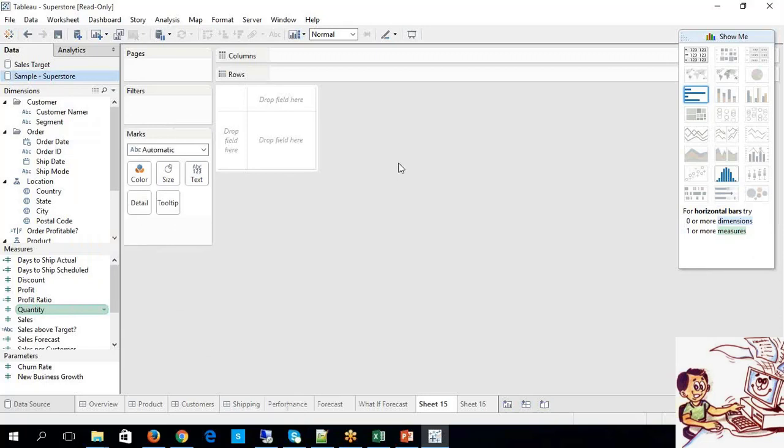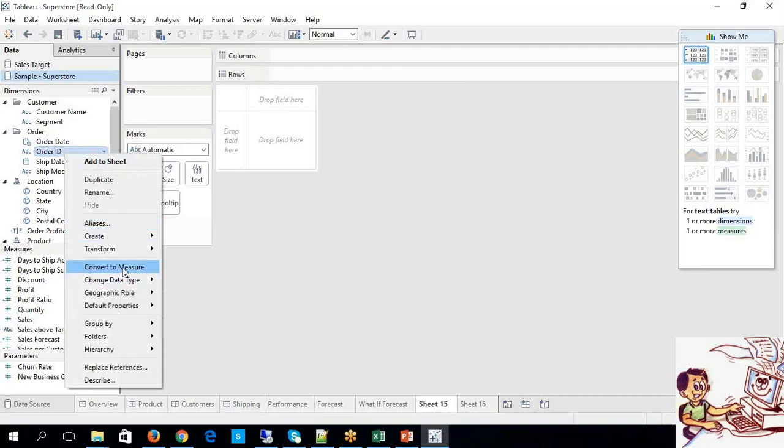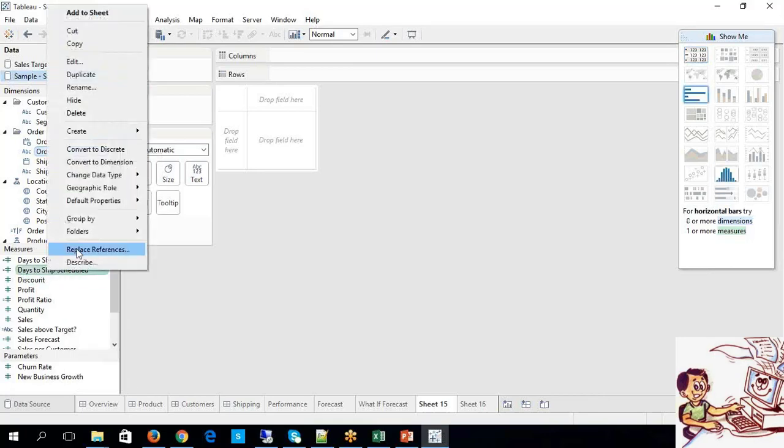Okay. How about if by default it has taken order ID as a measure? You can convert it. Look at this option. You are able to see this option, right? Yes. Convert into dimension. Okay, that is possible. And if it is a dimension, you can convert into measure, or convert into discrete.